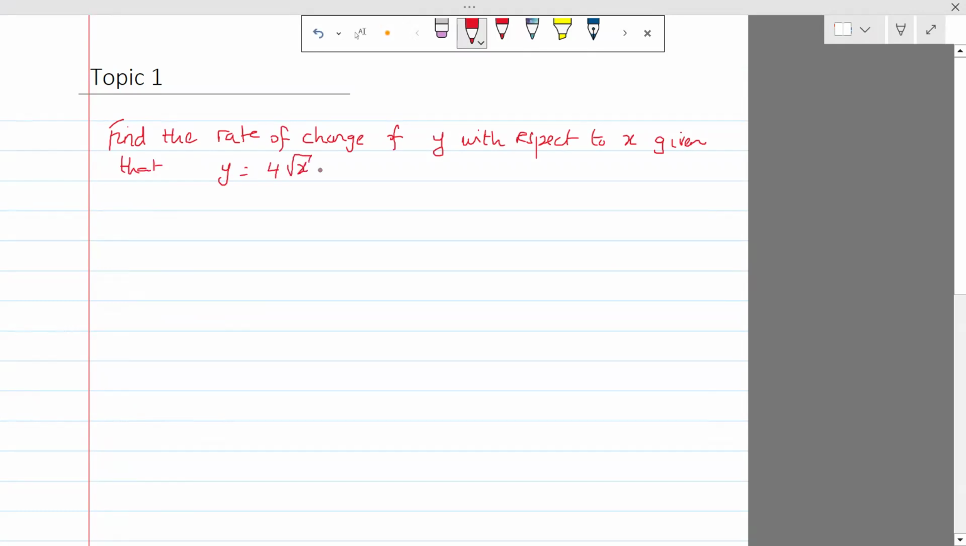Okay, so now let's look at a problem. Let's find the rate of change of y with respect to x, given that y equals 4 square root x ln 2x.